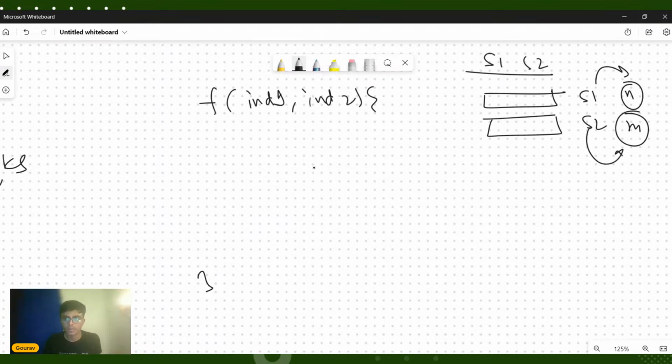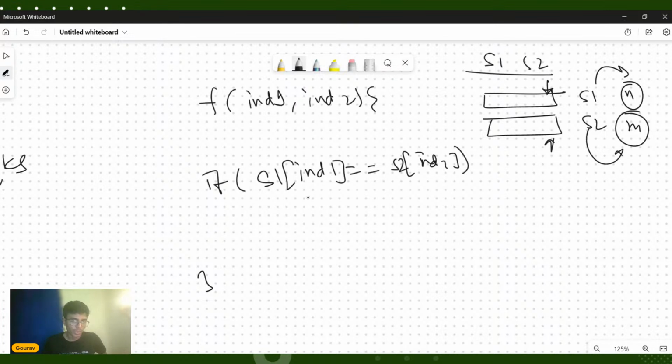Let's say initially we send the last index of n and the last index of m to this function. Now we will check whether the characters are equal or not. If S1 of index 1 is equal to S2 of index 2, it means that it is part of the common subsequence. So I will return 1, because 1 is a common subsequence, plus the function f of index 1 minus 1, index 2 minus 1.